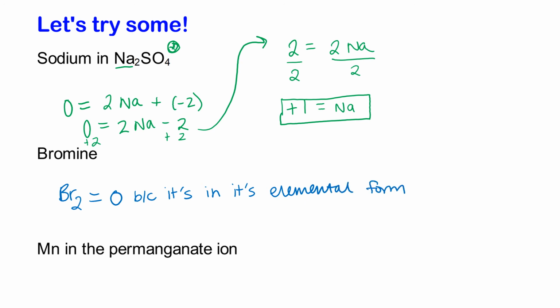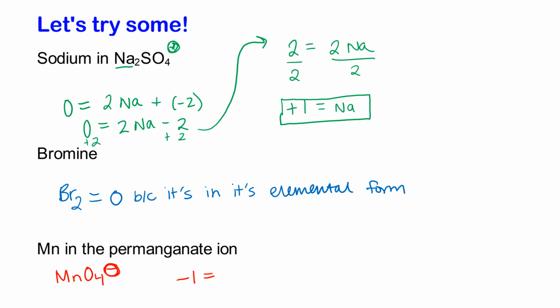All right, so the last one that we're going to try together. Here we're looking at the manganese atom in the permanganate ion. When we write out that permanganate ion, we know that it is MnO4 minus. Since this is a polyatomic ion, the sum of all of the atoms within this ion has to equal the charge of the polyatomic ion. And since the charge here is -1, we know that the sum of everything is going to equal -1.